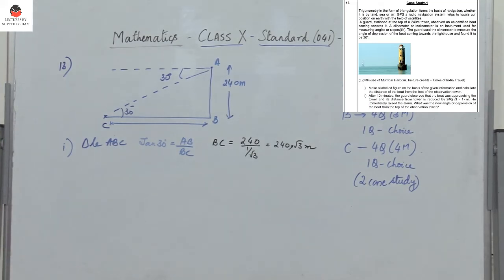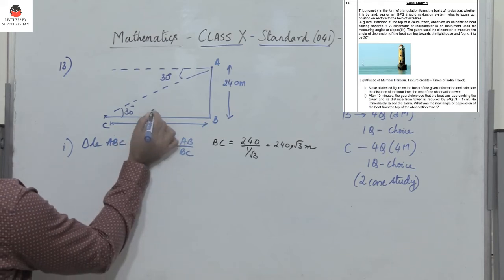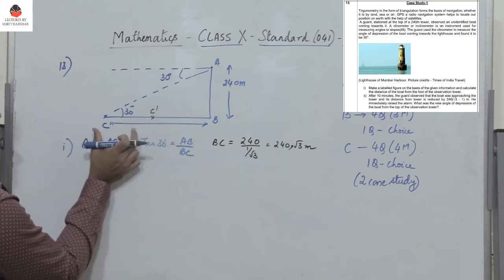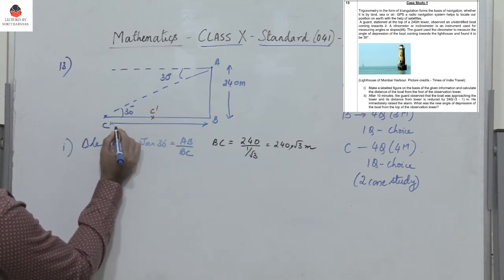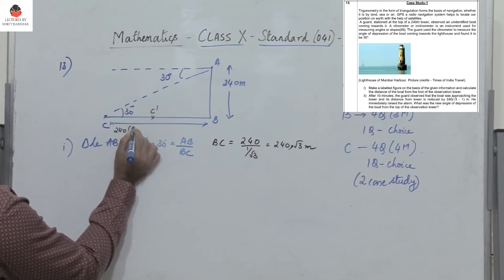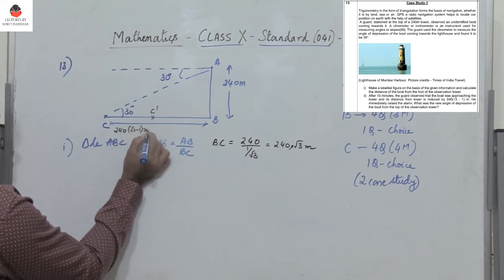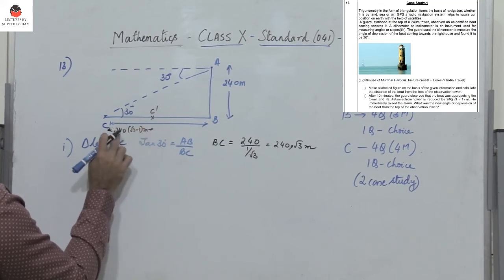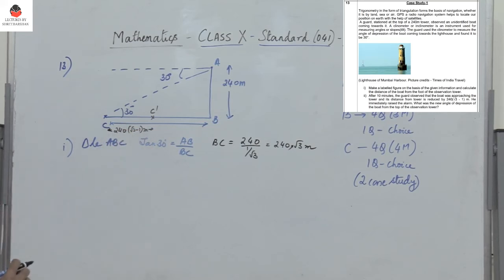After 10 minutes, the guard observed that the boat was approaching the tower and its distance from the tower is reduced by 240 into (root 3 minus 1) meters. So what happens after 10 minutes? He observes that the boat is here and the distance has reduced by how much? This distance happens to be 240 into (root 3 minus 1) meters. So CC dash is 240 into (root 3 minus 1) meters.